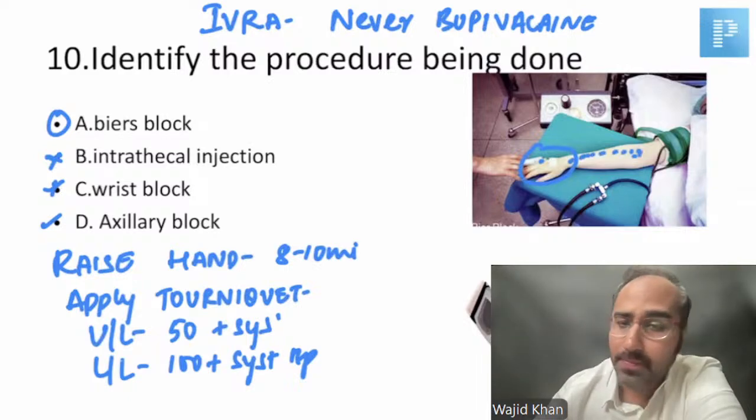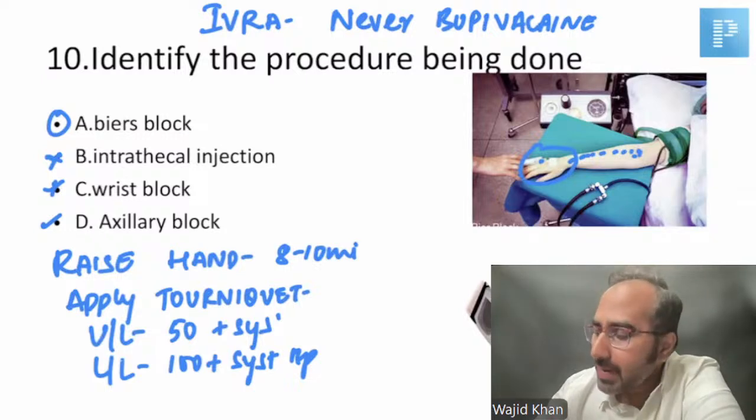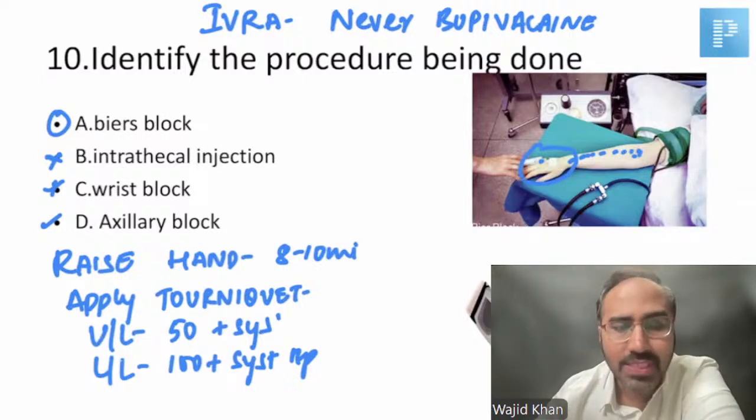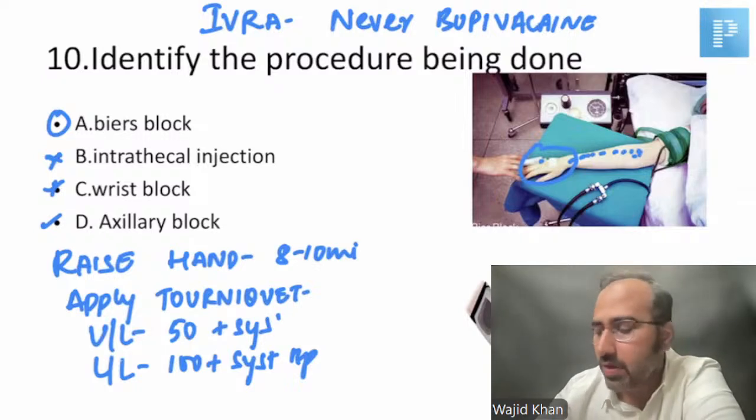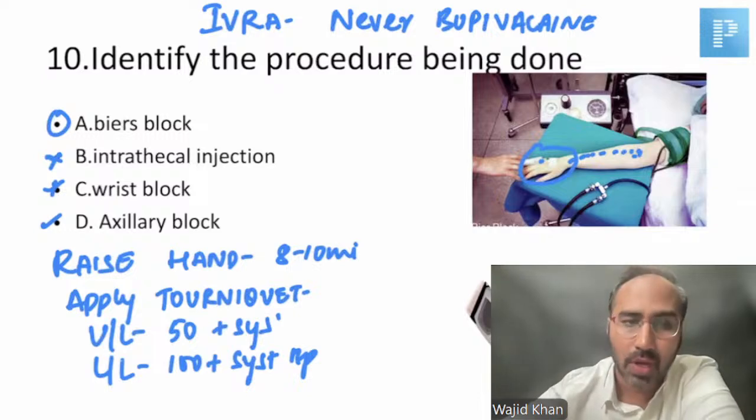Will it go up? No, sir, it won't go up. Basically, by applying a tourniquet, you are achieving a regional anesthesia. So IVRA is intravenous regional anesthesia, also called Bier's block. Okay, guys.